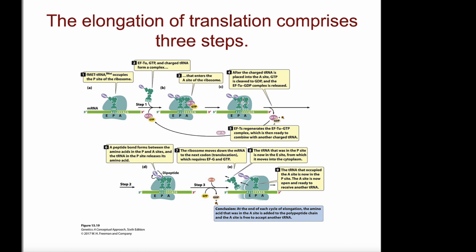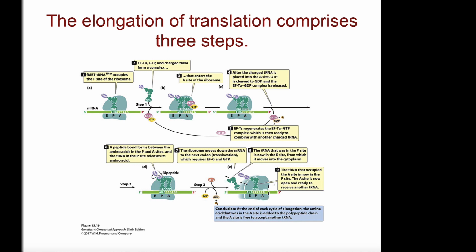Once that initiator tRNA is in the P site and then the incoming charged tRNA is in the A site, then you have the elongation factor that is released. Then you can have the peptide bond that'll form between the two amino acids here, okay, in the P site and the A site. And then the tRNA that is in the P site will be released, and you'll have the translocation, the movement of the ribosome down the mRNA to where now the tRNA that is carrying the growing chain is in the P site and the A site is left open.